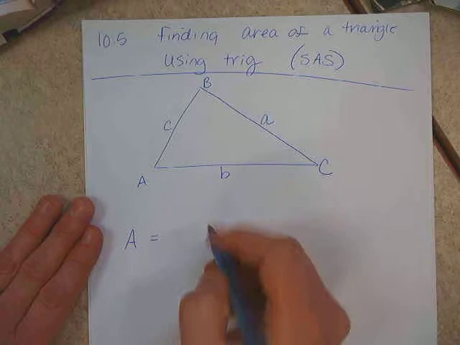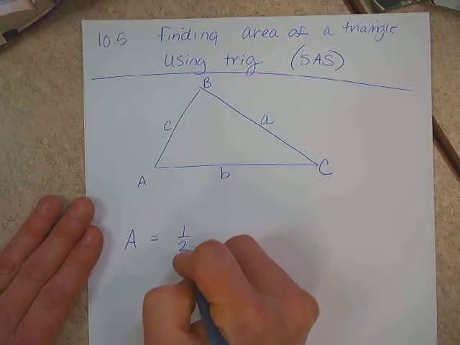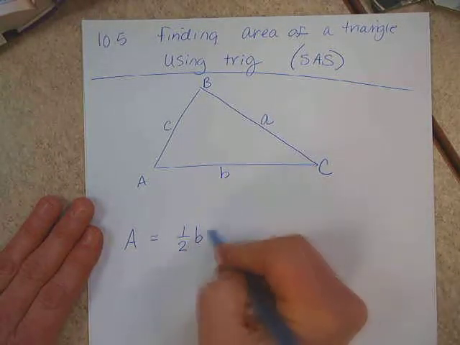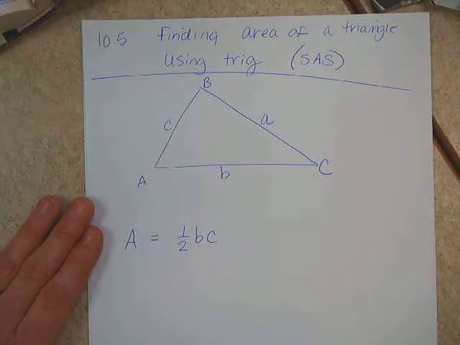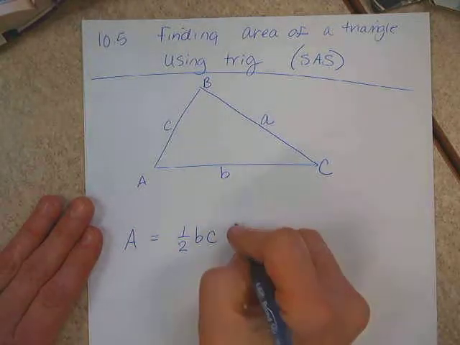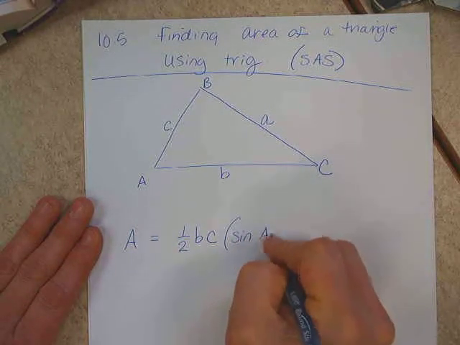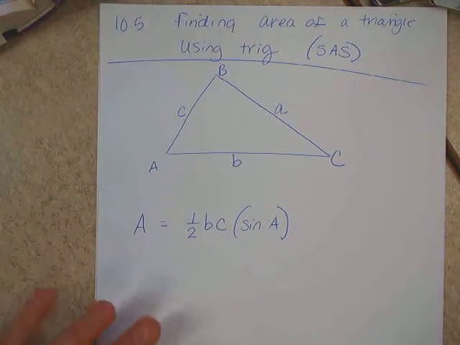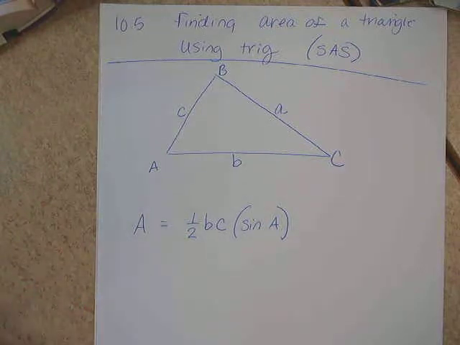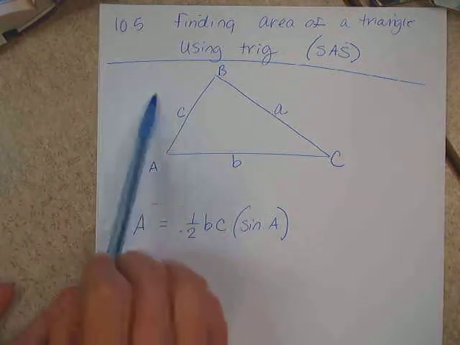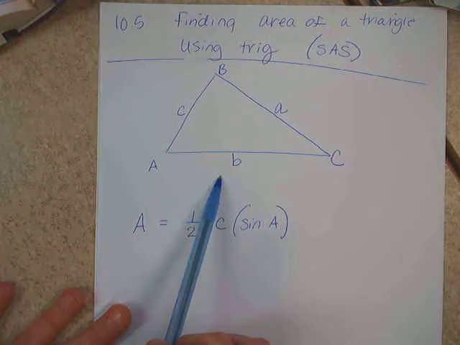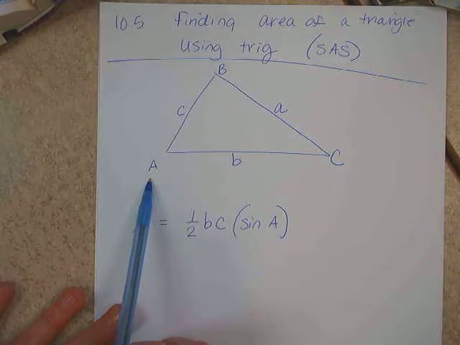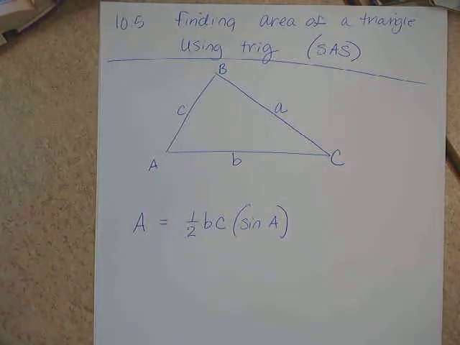So the area of the triangle is 1/2 side B times side C times the sine of angle A. So we've got two sides and an angle. If you look at the diagram, B and C are our two sides, A is the angle in between.